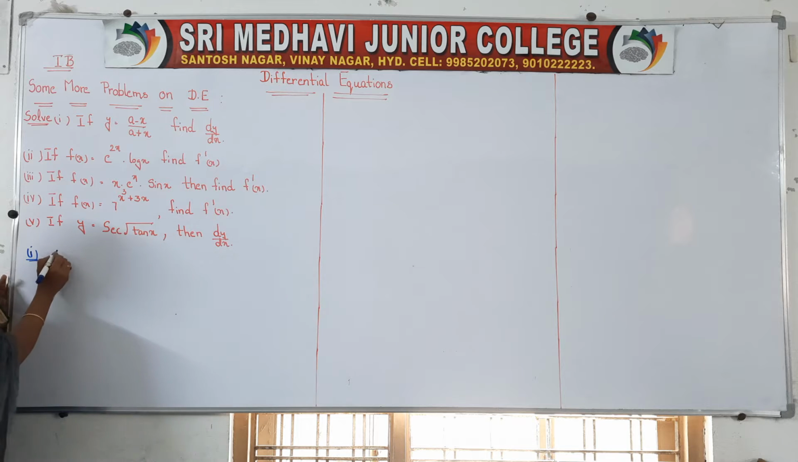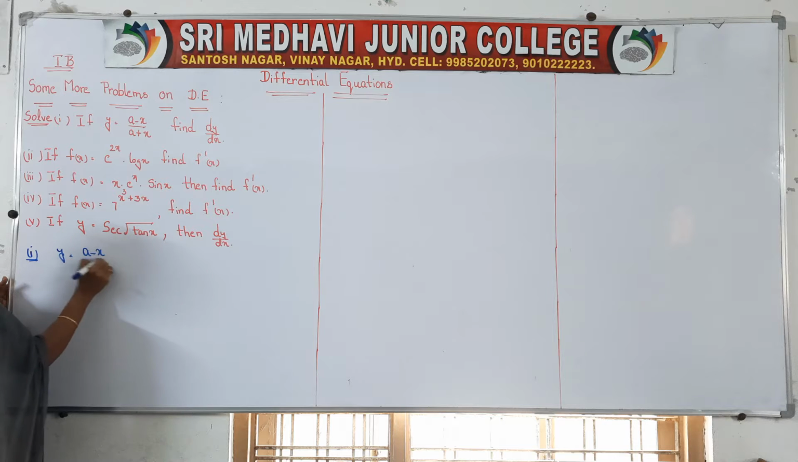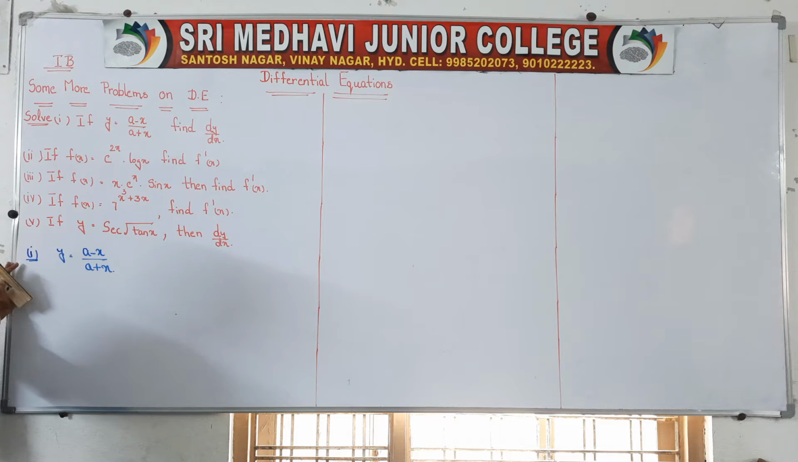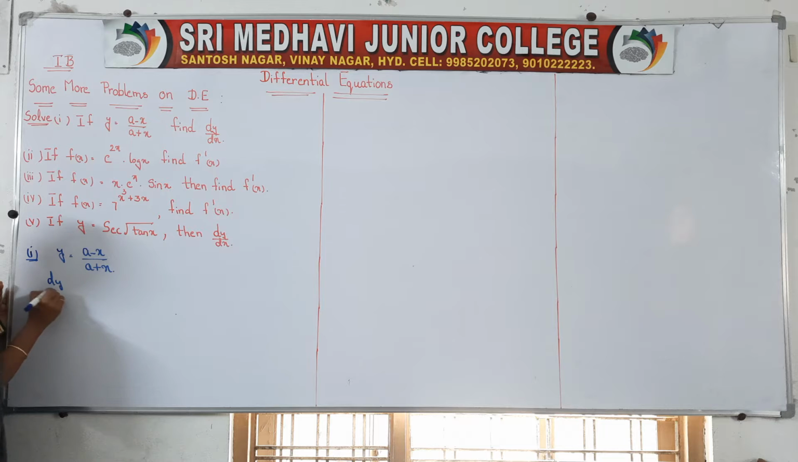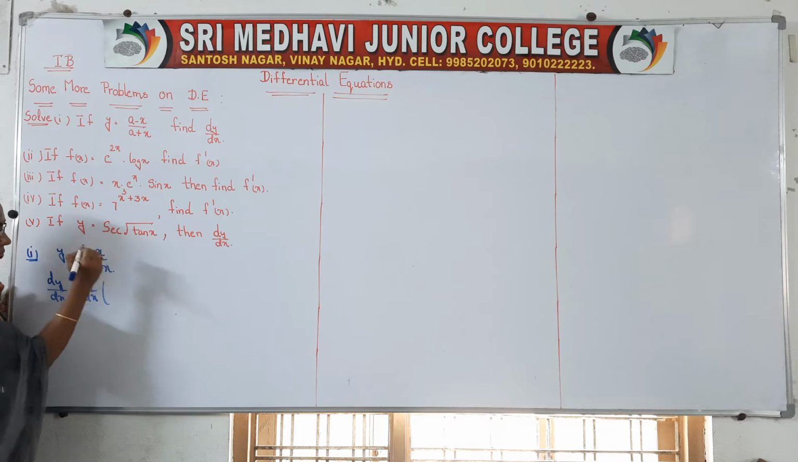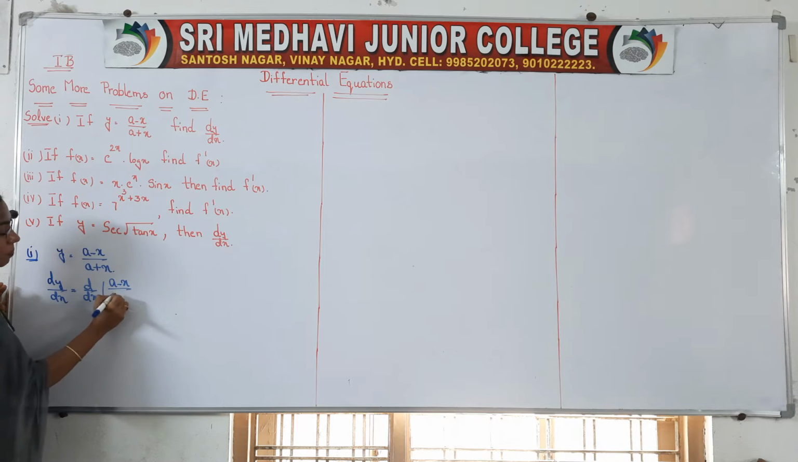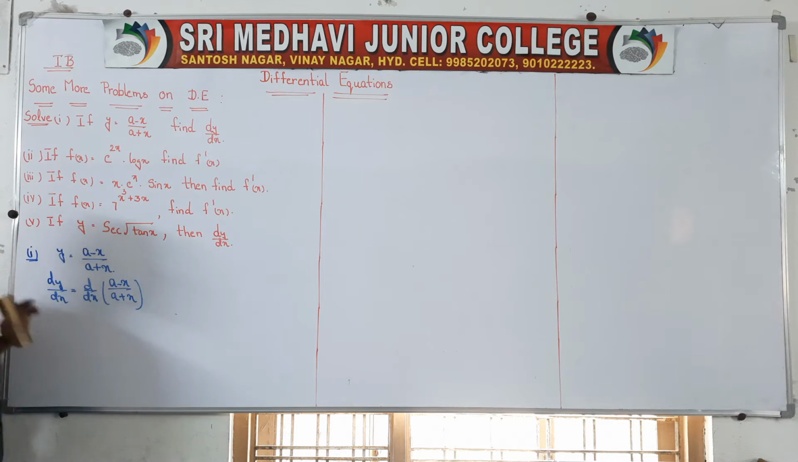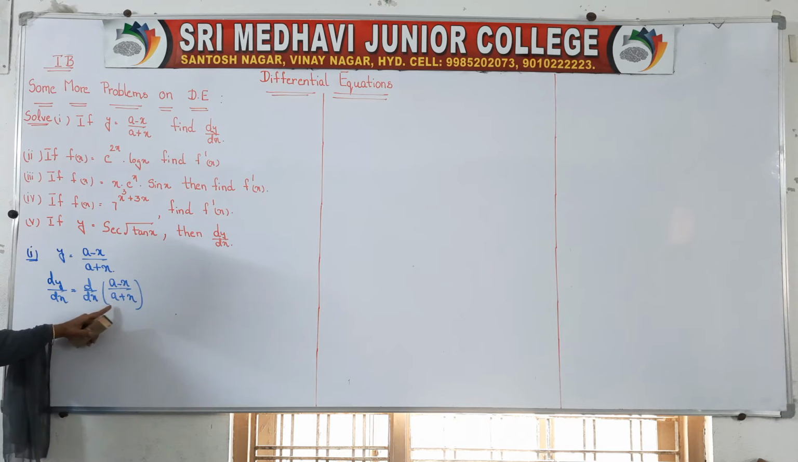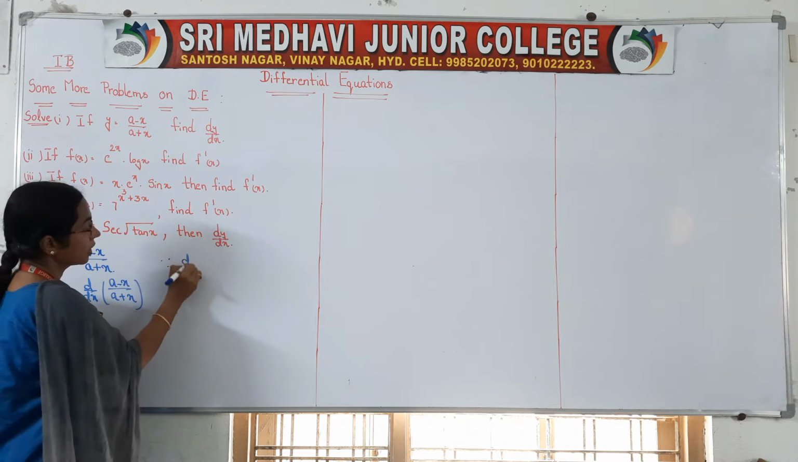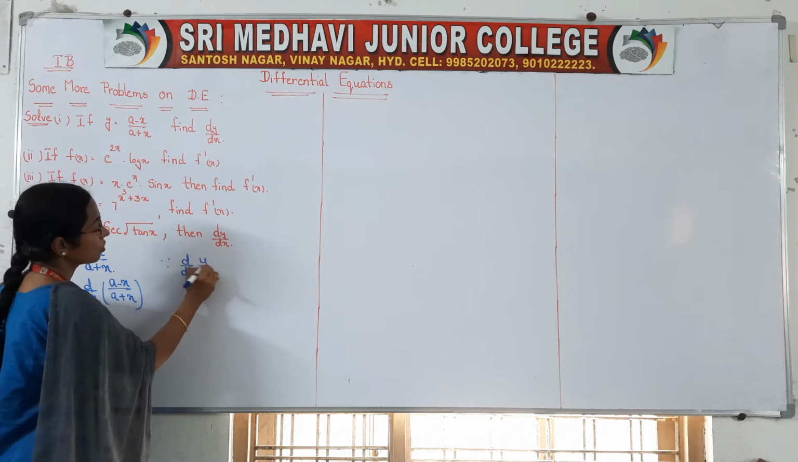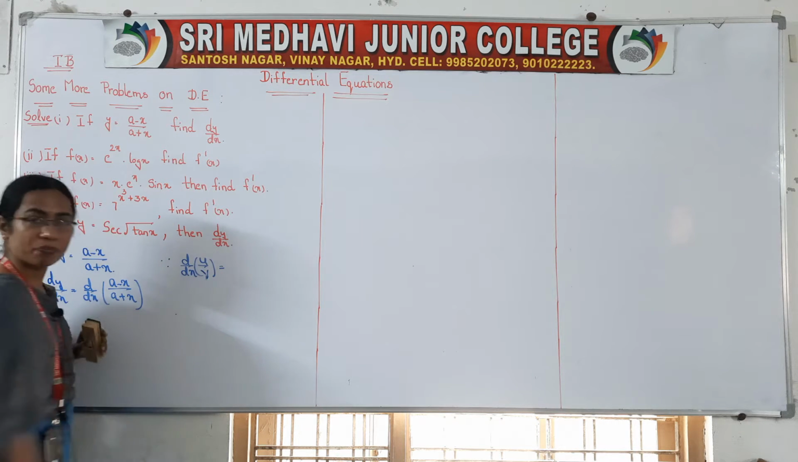Given that y is equal to (a minus x) by (a plus x), then find dy by dx. We have to find dy by dx. So dy by dx is equal to d by dx of (a minus x) by (a plus x). Which form is it? It is u by v form. So use the formula for d by dx of u by v.